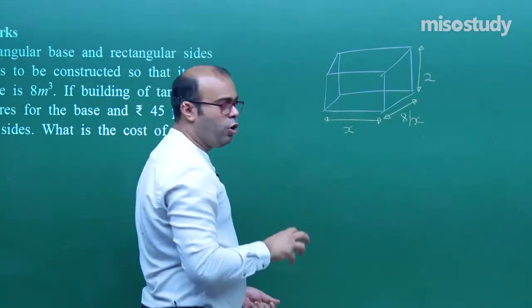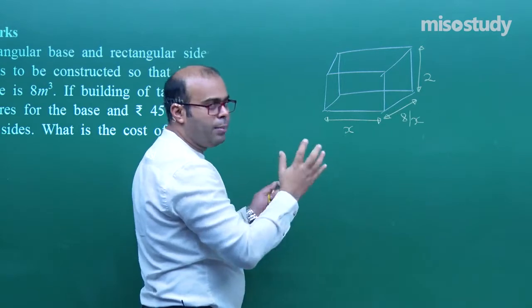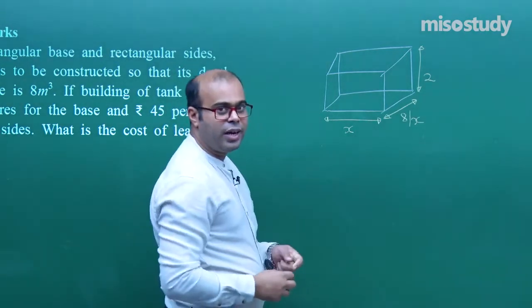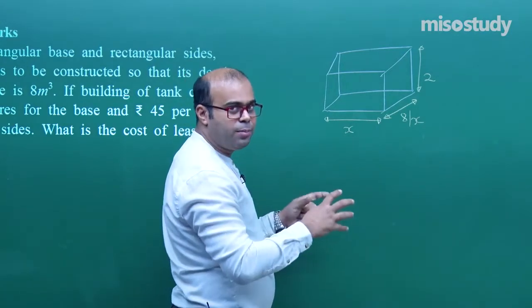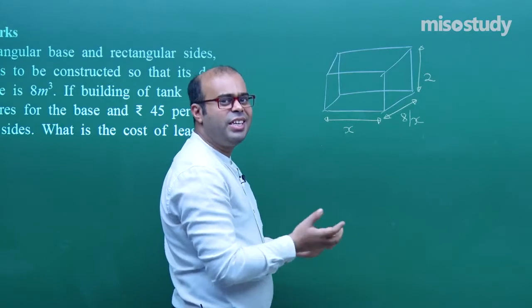Now they are saying that for the least cost, what should be the dimension, basically what is the cost of least expensive tank. So the cost is asked, that means first we have to find out what should be the dimension of the tank so that the cost is least.